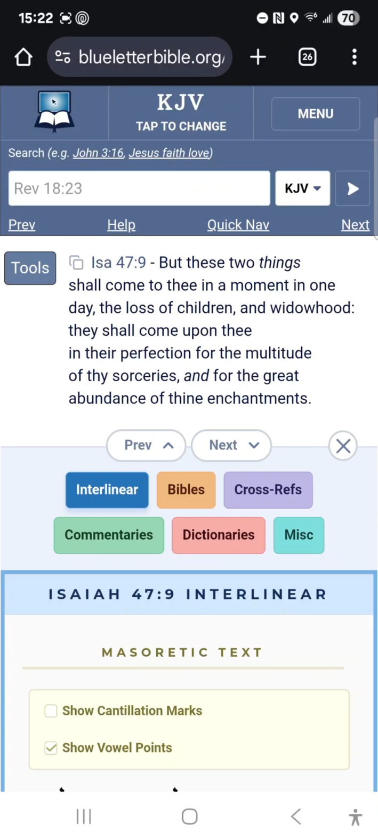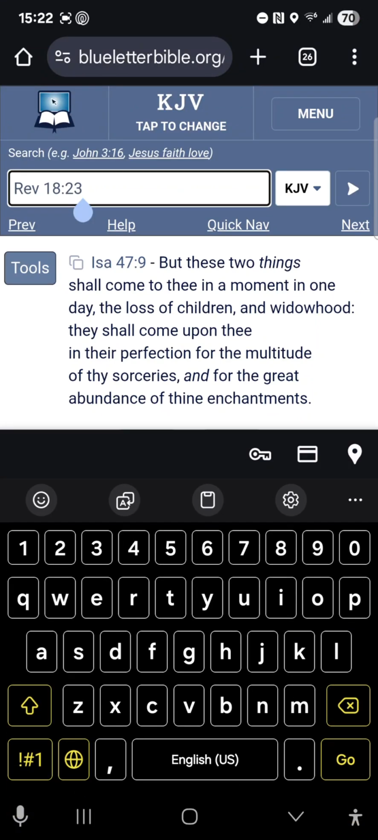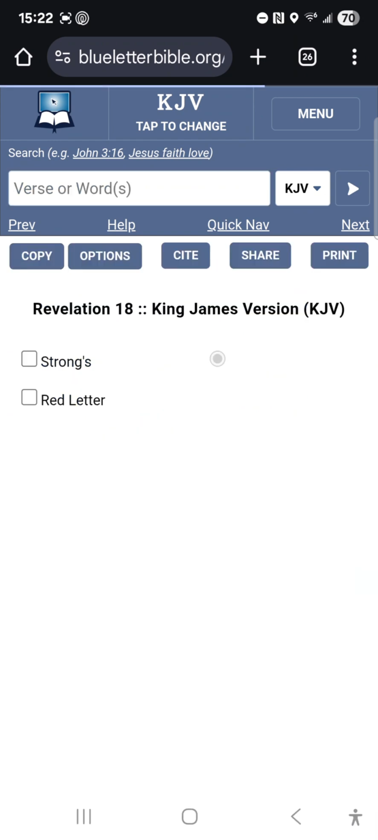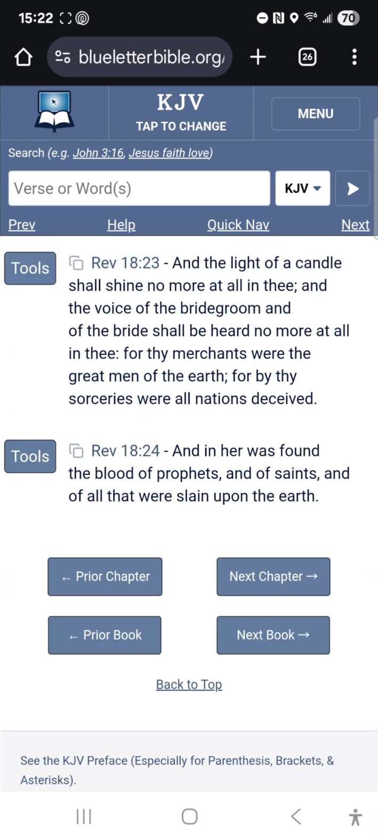Shalom. So I was doing some study, and you can see I already have the reference up here, Revelation 18:23, and I saw this, so I decided to look it up in blueletterbible.org. At the top, Blue Letter Bible offers you the ability to change the different translations, but it defaults to the King James Version. So this is according to the King James Version.